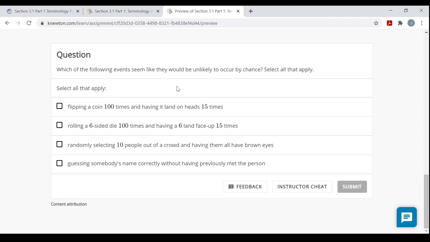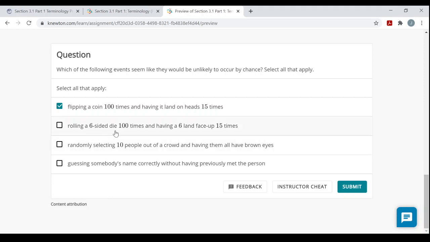Because remember, flipping a coin, you got heads, tails, 50-50 shot at both. We'll talk much more about expected value or expected outcomes in later sections. But if you flipped a coin 100 times, you'd probably expect around 50 heads and 50 tails. I'm not saying you get exactly 50 heads and tails, but around that. So flipping a coin 100 times and getting 15 heads is probably unlikely to happen by chance, because you'd expect more near 50.